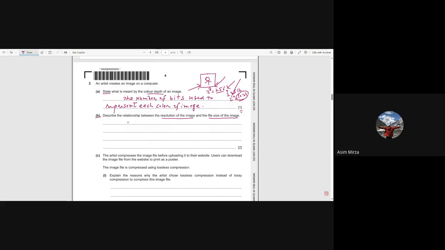So we can write that the higher the resolution, the more pixels we have to store. That has an impact on the increase in the file size.